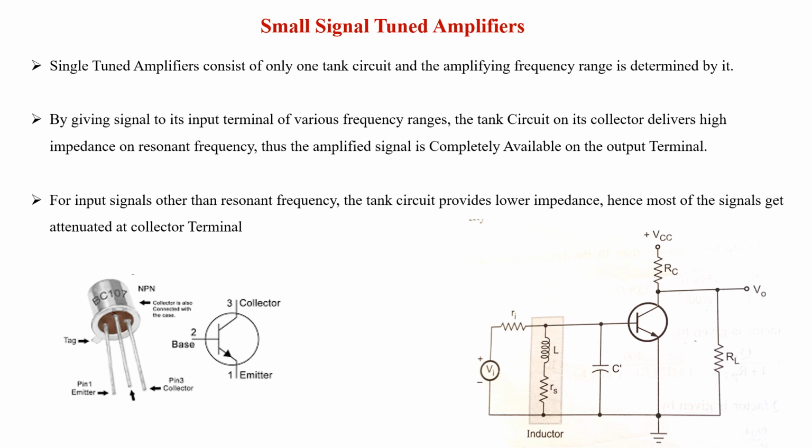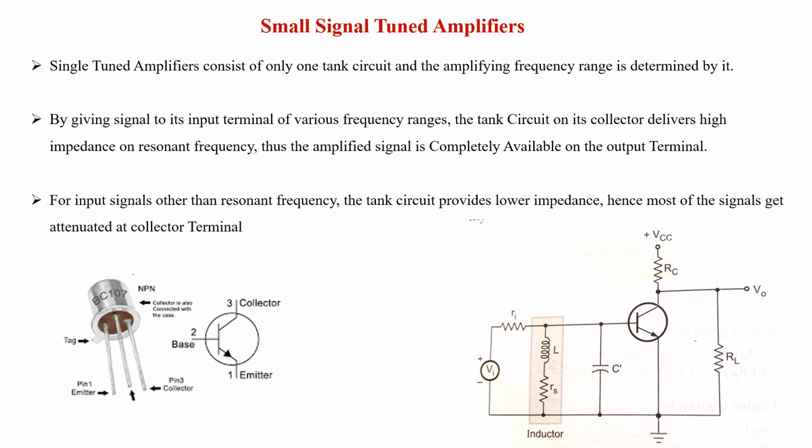You can see it very well from the figure, and it helps us in amplifying, as the range is determined by it. The tank circuit has complete control over what range of frequency should be amplified. By giving a signal of various frequencies to its input terminal, the tank circuit on the collector delivers high impedance at the resonance frequency and thus helps in amplifying the signal available at the output terminal. So this is the basic working of this particular tank circuit.